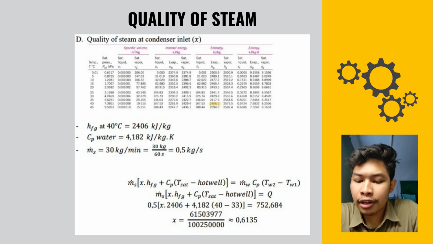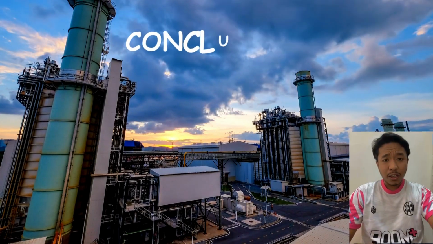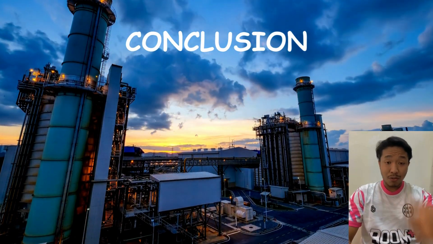So we calculate X by substituting the values from the previous questions and the known information, and we get X as 0.61335. Thank you. Okay, this is our conclusion.